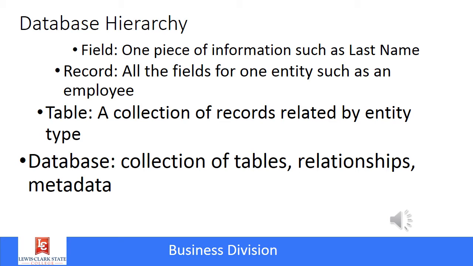Now, within a database, a table is going to be a collection of records. So, for instance, I might have a table called employees. In the table called employees, I would expect to find all my employee records. I wouldn't expect to find a customer in the table called employees. Now, the database, as we defined earlier, is a collection of tables, which we just defined, and the relationships among the tables and metadata. And we'll go ahead and talk about relationships and metadata in the next few slides.